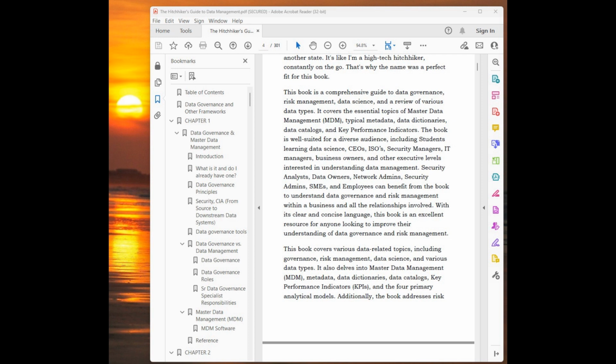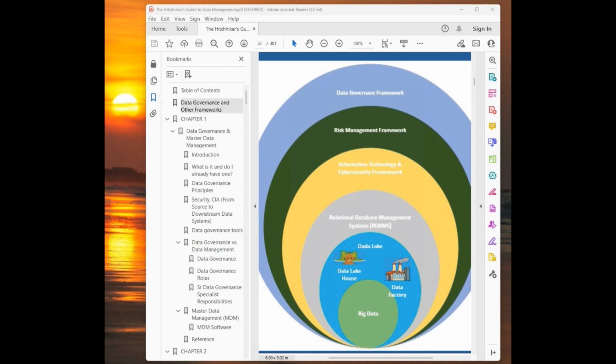This book covers various data-related topics, including data governance, risk management, data science, various data types and environments, including MDM data, metadata, data dictionary, data catalog, key performance indicators, and the four analytical models. In addition, cybersecurity and business-related risks.